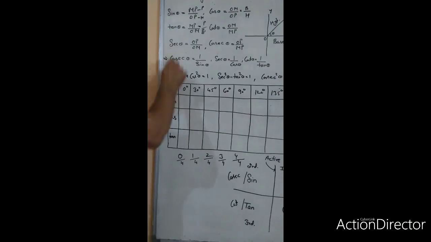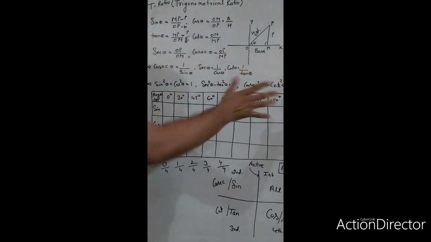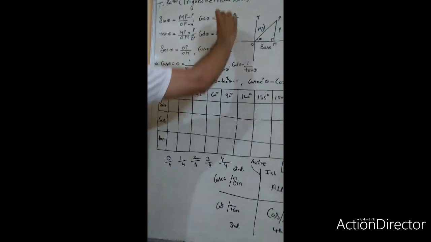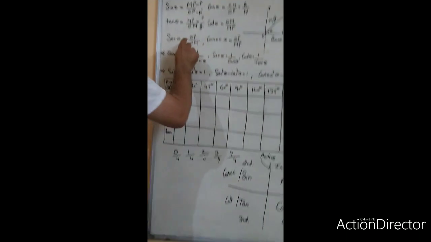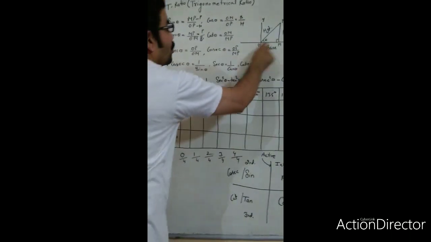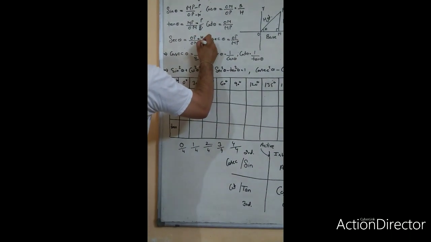Now the fifth trigonometric ratio is sec theta. Always remember, sec theta is the reciprocal of cos theta. What is the value of cos theta here? Base upon hypotenuse, so reversing that, hypotenuse by base will be sec theta. Here the hypotenuse is OP and the base is OM, which means H upon B will be sec theta.